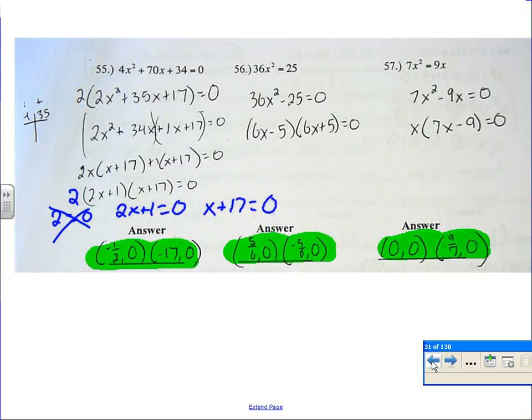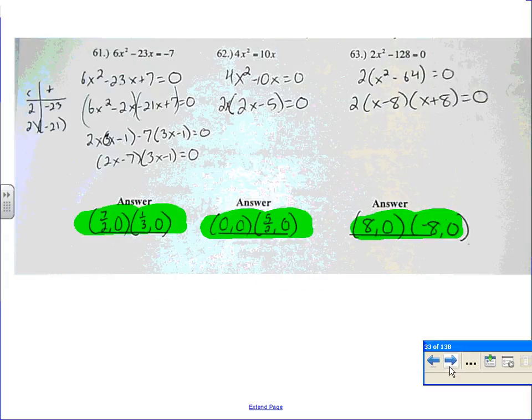Jared, what number? 61 and 63, you said? Okay, 61, 7/2, comma 0, and 1/3, comma 0. And then 63 was 8 and -8.